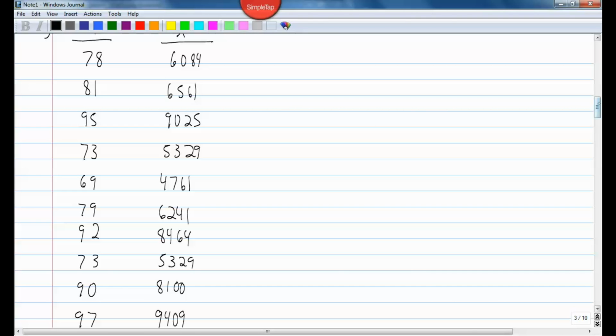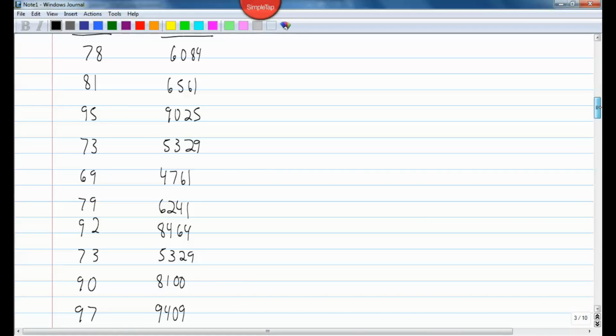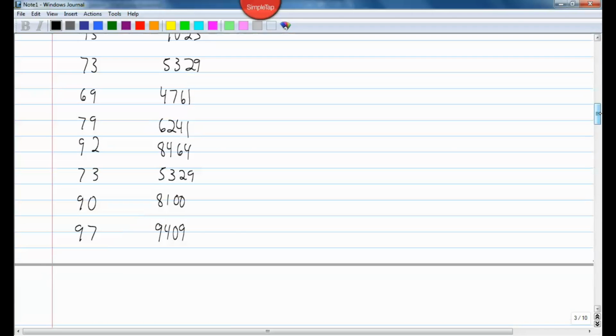So after you have all of your data items, all your x values and your column of x squared values, then you want to figure out the sum of the x column and the sum of the x squared column. All right, the sum of the x column, or all of my data items on this problem, is 827. The sum of x squared is 69,303. And we did say that n was equal to 10.